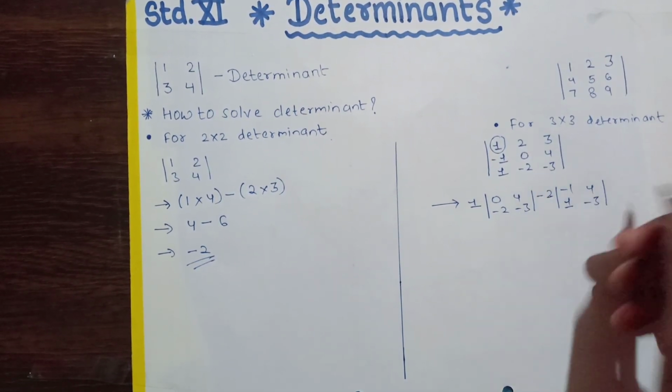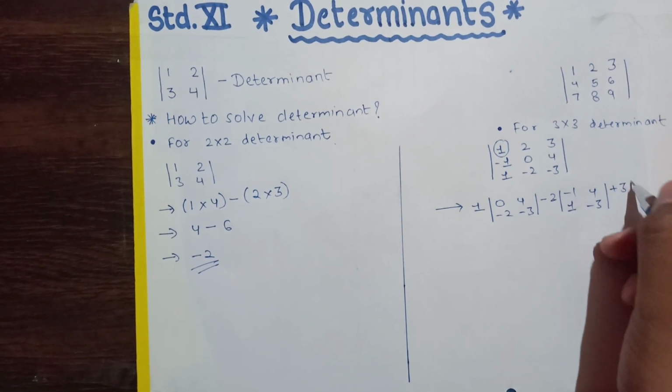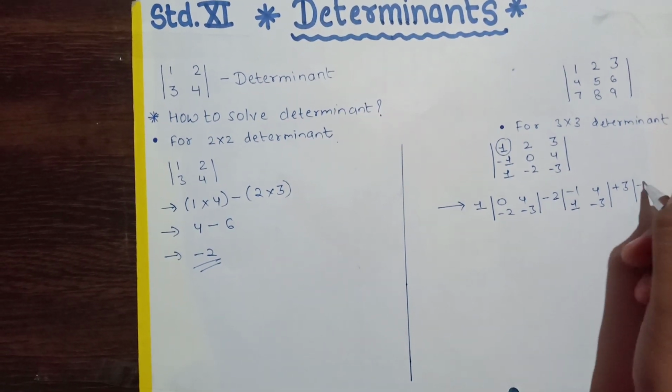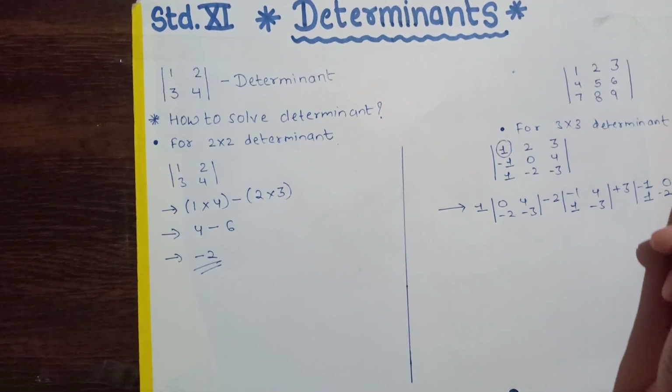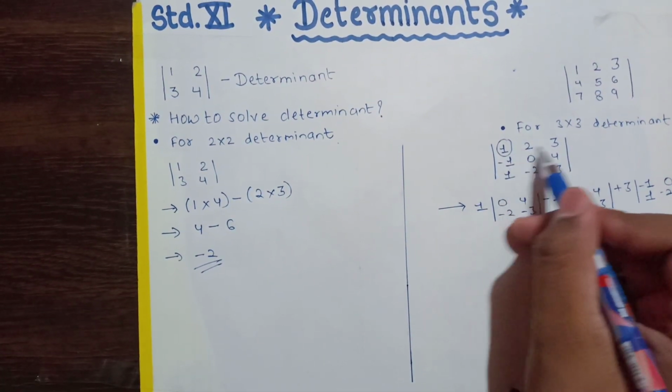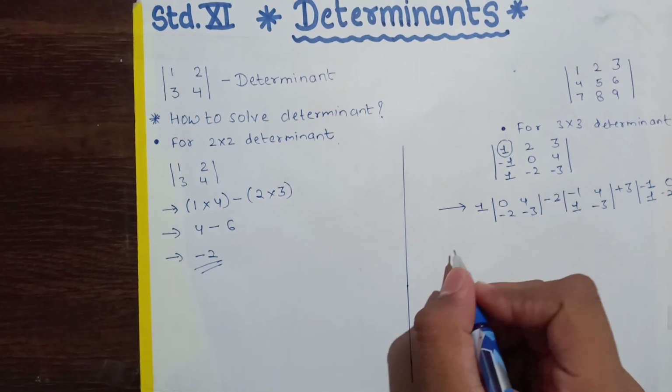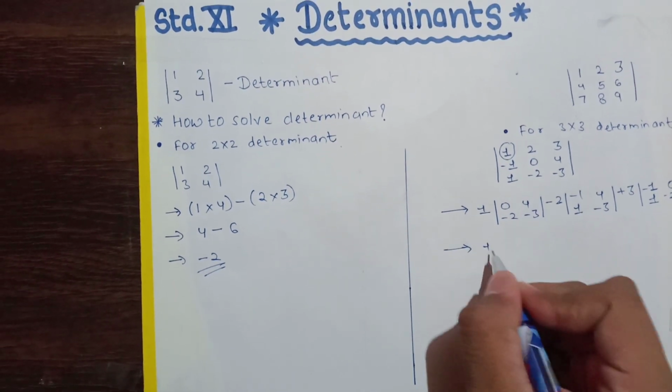So now we'll take this plus 3. I'll teach you sign convention. 1, minus 1, 1, 0 and minus 2. Here also we didn't take any number of this row or this column. So now our next step would be 1.